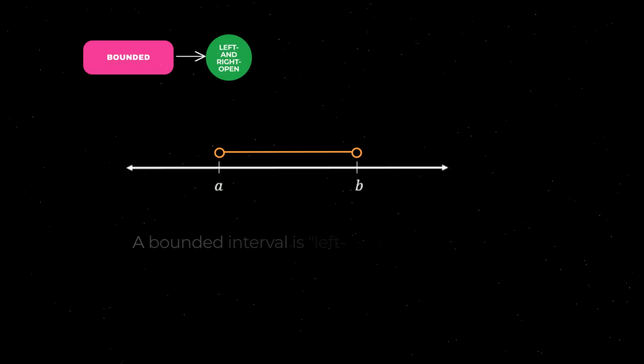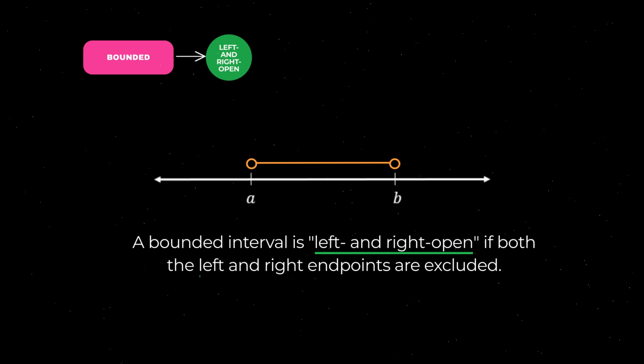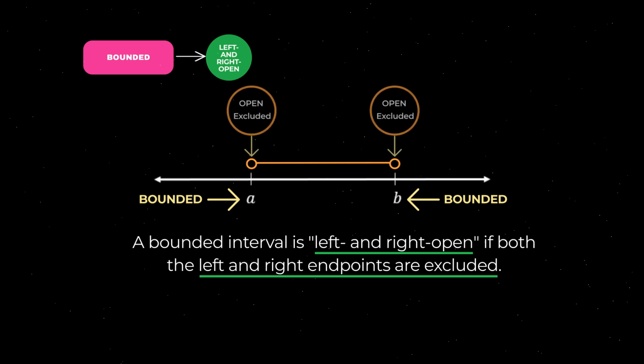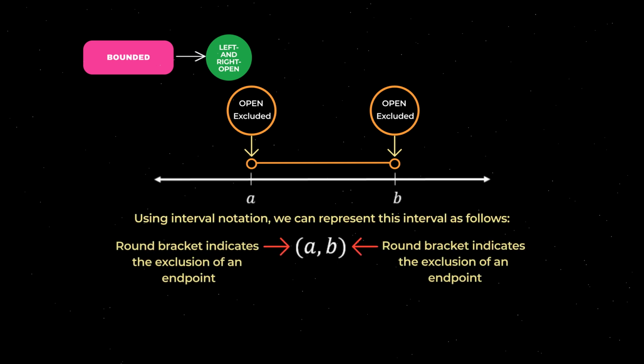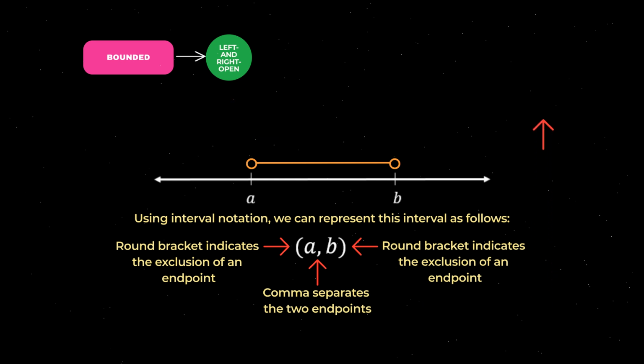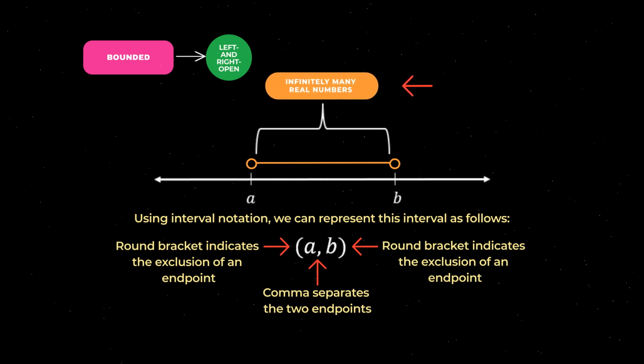A bounded interval is left and right open if both the left and right endpoints are excluded from the interval. A general example of this type of interval is shown on the number line here, where the open circles indicate that the endpoints are excluded. Using interval notation, we can represent this interval as follows. Note that round brackets are used to indicate the exclusion of the endpoints. Also, note that a comma is used to separate the endpoints, signifying that this interval contains all of the real numbers between a and b.